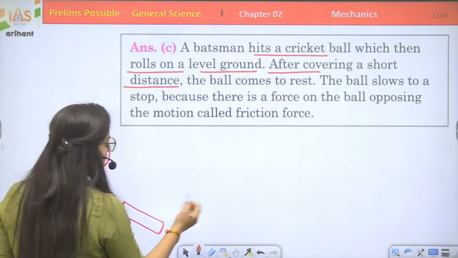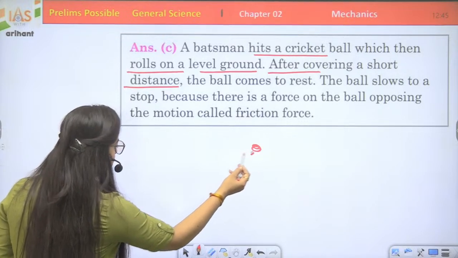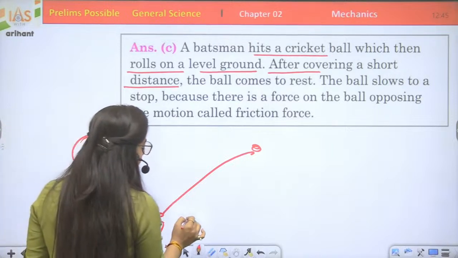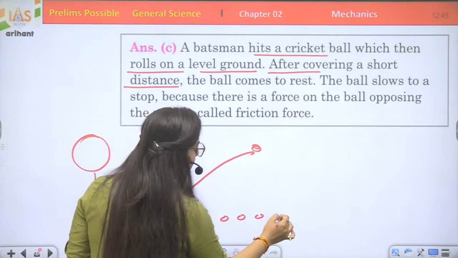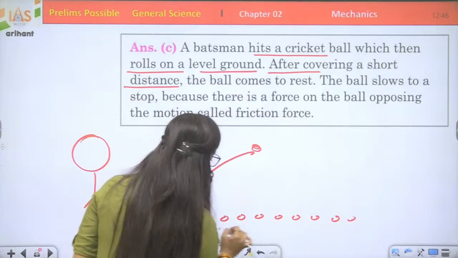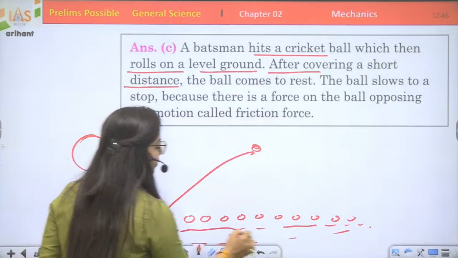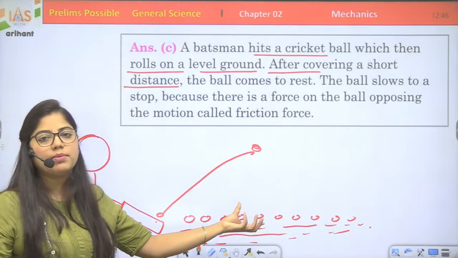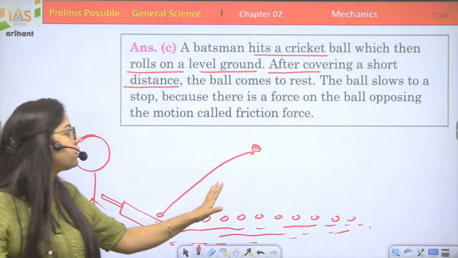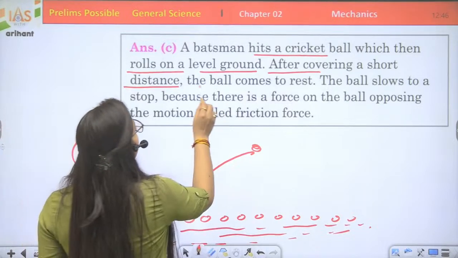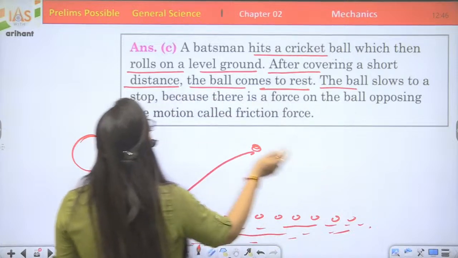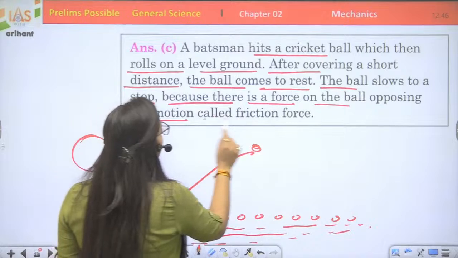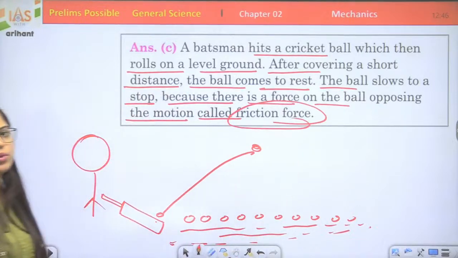Having a bat like this, a ball goes through like here, and he hits the ball and the ball rolls down over the surface like this, right? This is the surface, and gradually it becomes like slow motion. So the ball comes to rest, the ball slows down to a stop because there is a force on the ball opposing the motion called friction force. Clear?